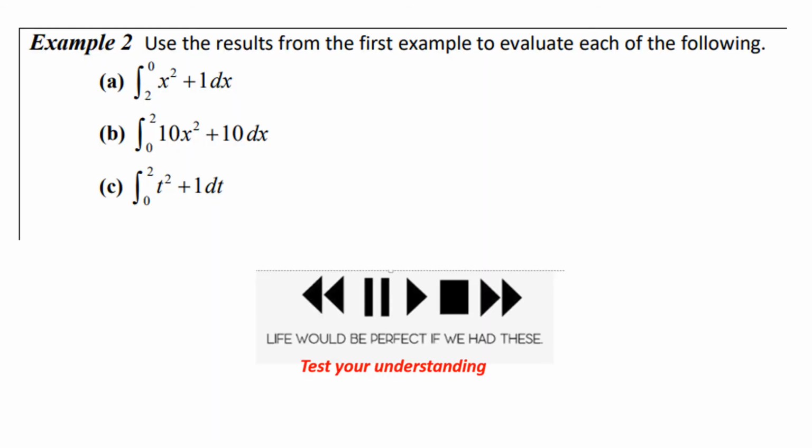Okay, so example 2. What I want you to do is use the results from the first example to evaluate the following. And the first one, remember that we calculated the definite integral from 0 to 2 of x squared plus 1 dx was 14 over 3. So hit pause, and let's see how you do.